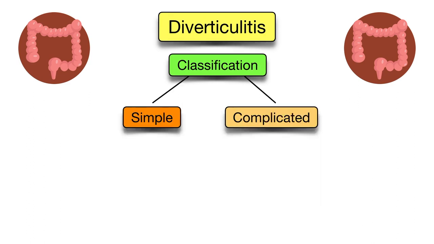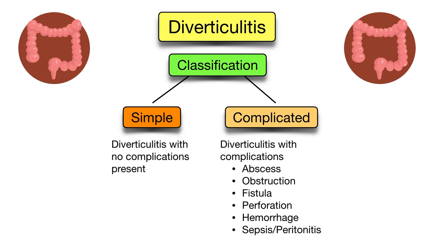Acute diverticulitis can be classified as simple or complicated. Simple or uncomplicated diverticulitis refers to localized inflammation without associated complications. Simple diverticulitis may have milder symptoms than complicated and typically responds to medical treatment without surgery. Complicated diverticulitis refers to diverticulitis associated with complications and usually requires surgery or more immediate management. Complications of diverticulitis include abscess, obstruction, fistula, perforation, hemorrhage, sepsis, or peritonitis.